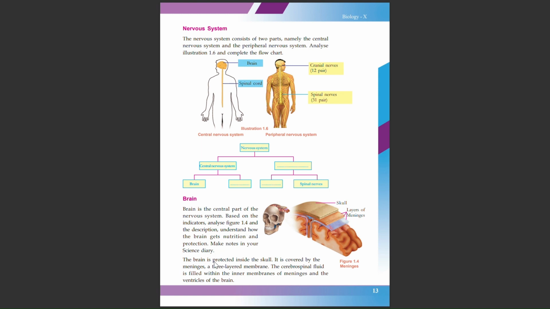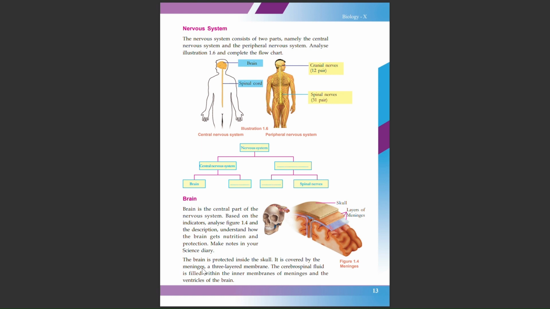The brain is protected inside the skull. Okay, the skull bone is there. Inside that, it is protected. The brain is a very important organ of the body. It shouldn't get damaged. It's not like your hand or leg, right? If the brain gets damaged, it swells and it is fatal. You might die also. So let's move on. After the skull, inside, it is covered by meninges, a three-layered membrane.